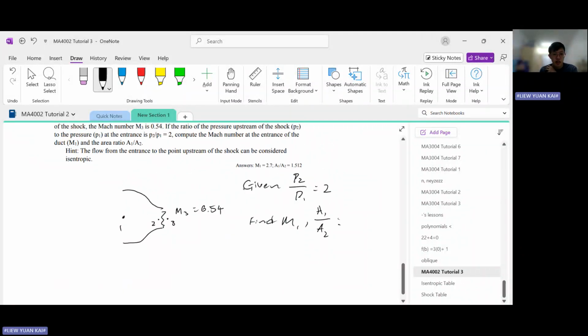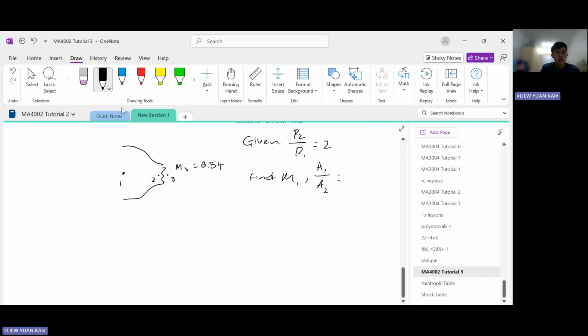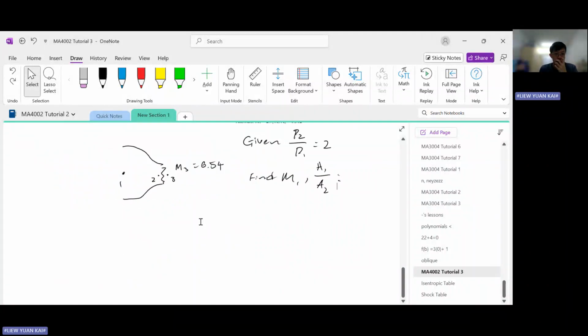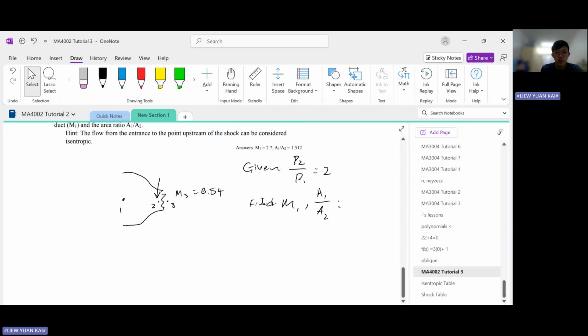So let's go ahead and find the Mach number at point 1. We're given this shock, right? What do we know about the shock? We know the Mach number on one side, so that means we're able to find the Mach number on the other side. Meaning, we can immediately find M2. So let's go ahead and use the formulas.